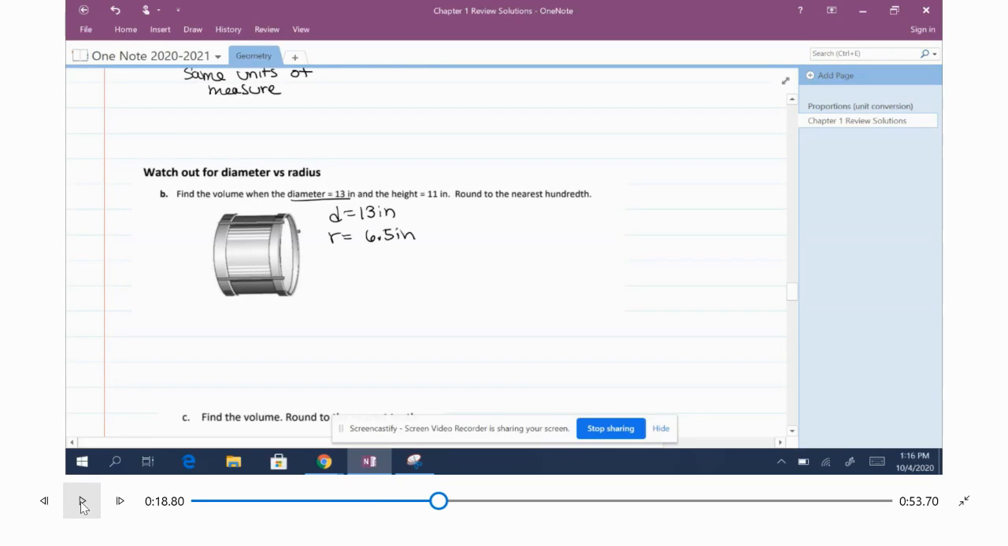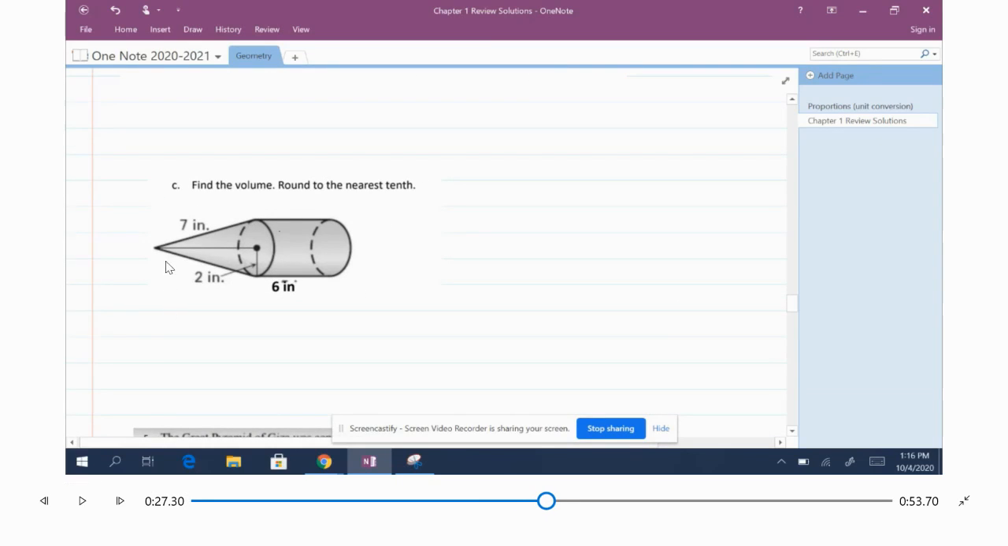Make sure you change that to radius. The volume formula for a cylinder. So we have to make sure we identify this as closest to a cylinder. Pi r squared h. Okay, radius is 6.5, so we'll square that. Round to the nearest hundredth, so 2 places.